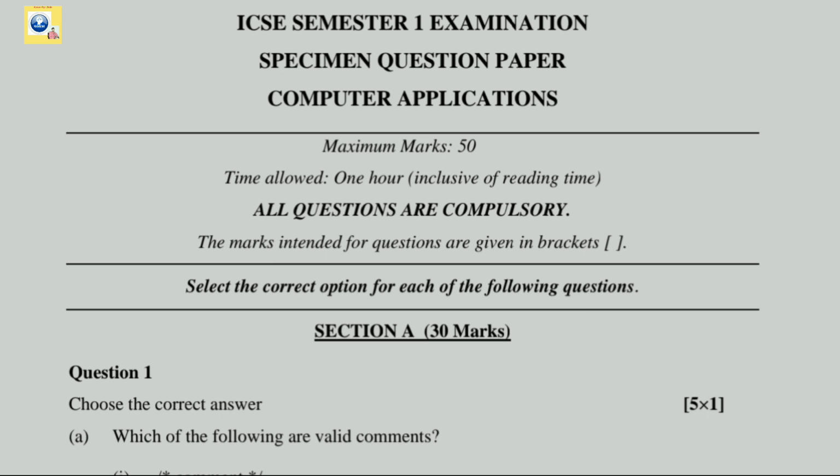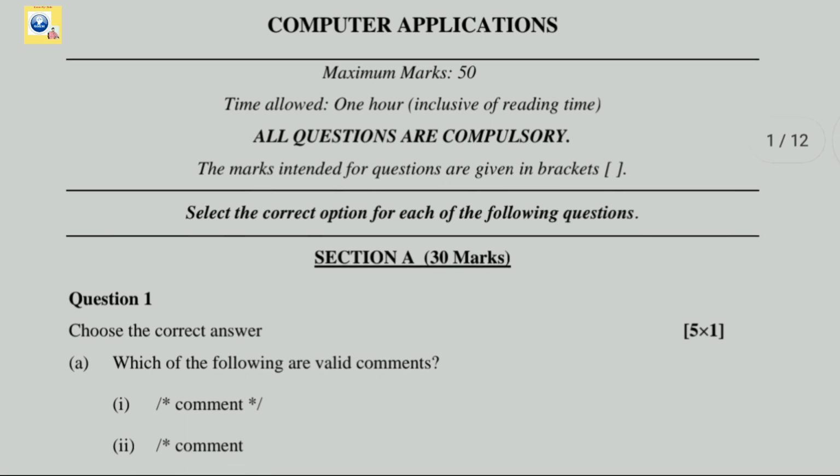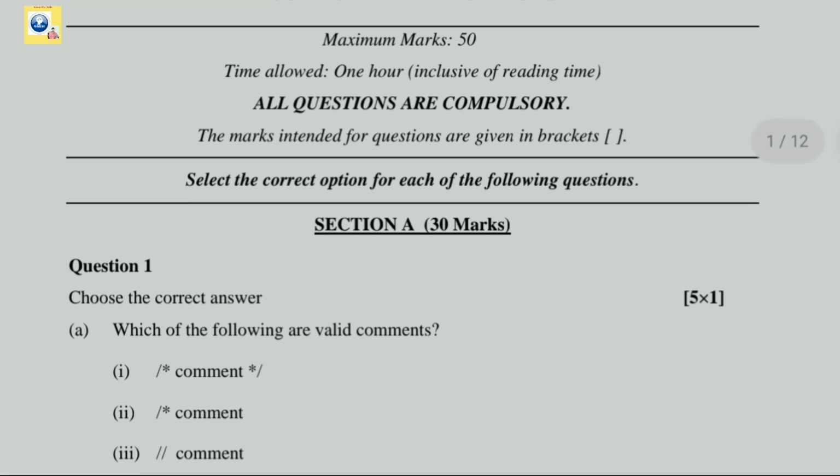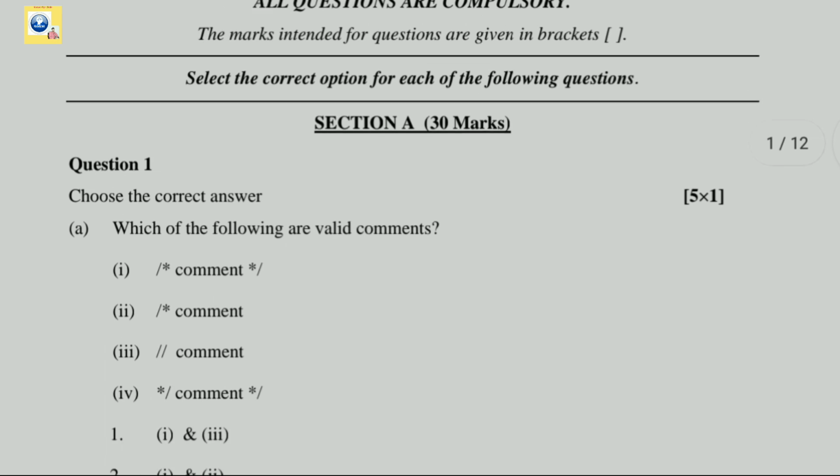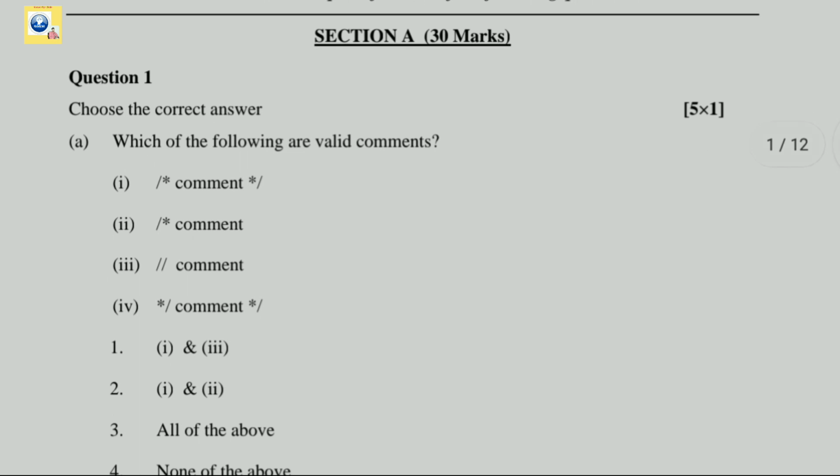Okay, so let's begin. We have a 50 marks paper and the time allotted is 1 hour including the reading time also. The marks are already given in front of the questions, and we have to choose the correct options. Section A contains 30 marks and Section B will be of 20 marks. So let's begin with Section A. Question number 1 is choose the correct answer.